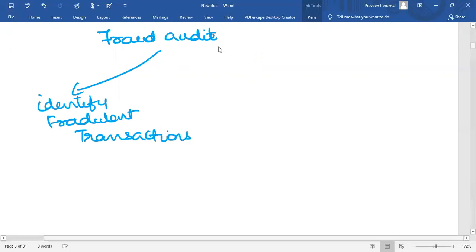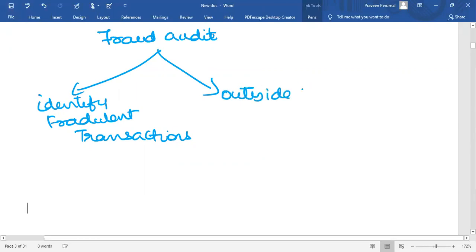So what does the auditor do? The auditor is simply tracing every transaction performed by the company, and he will look for fraudulent transactions, if any. What does a normal auditor do? A normal auditor just simply checks the numbers for accuracy. Second, a fraud auditor often goes outside the books of account.